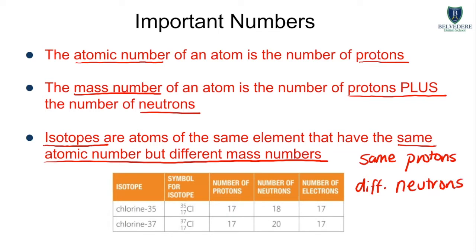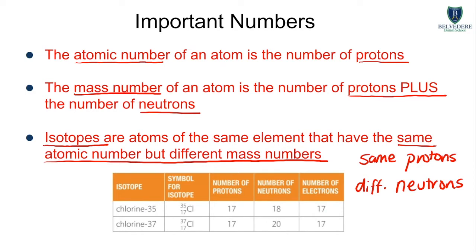Now be aware, a question could ask you to explain what an isotope is in terms of the subatomic particles, where you have to mention protons and neutrons, or they can simply say in terms of atomic number or mass number. So just make sure to read the question carefully.